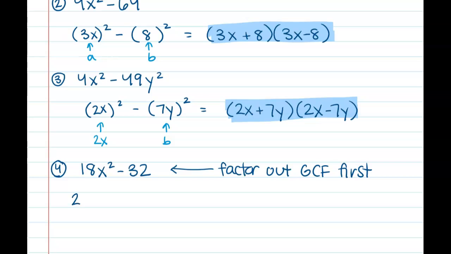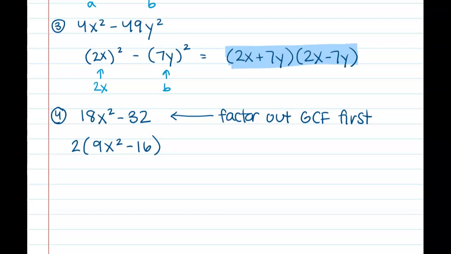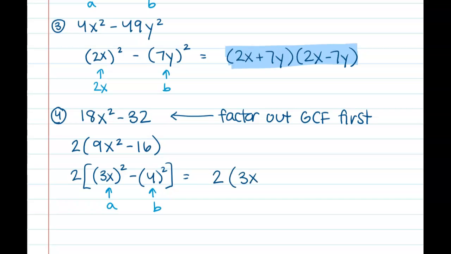So we can rewrite this as 2 times 9x squared minus 16. And now I see that 9 and 16 are perfect squares. This seems like it might work. So we end up with 2. I can rewrite 9x squared as 3x in parentheses squared. 16 is the same as 4 squared. So there's my a, there's my b. So in factored form, I keep my 2, and then I have 3x plus 4 times 3x minus 4.